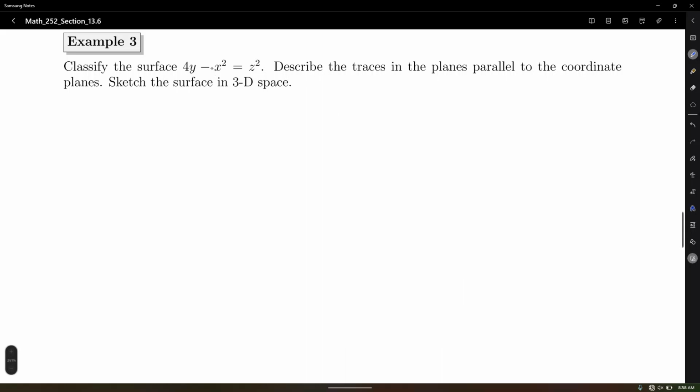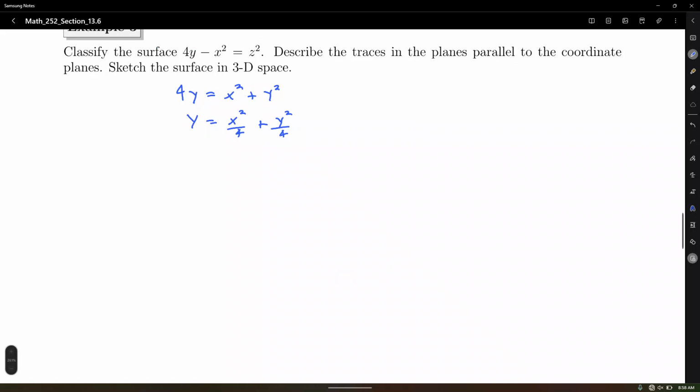Okay, so I'm going to move the negative x squared to the right hand side. So that's 4y equals x squared plus z squared. Divide both sides by 4. That's x squared over 4 plus z squared over 4. Okay?